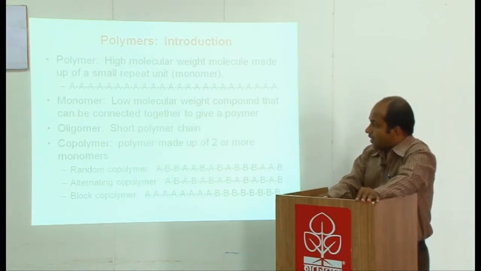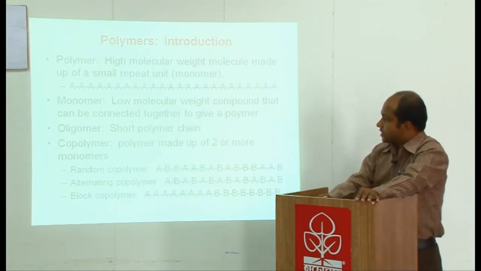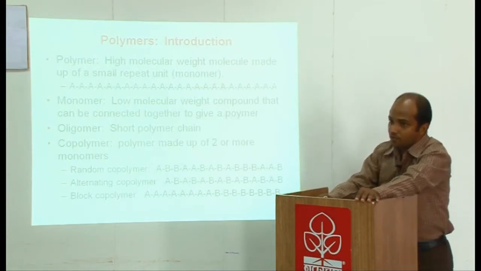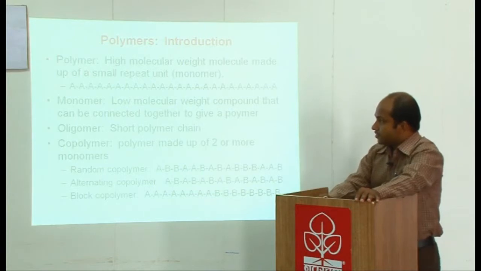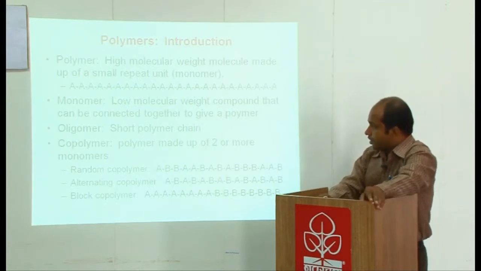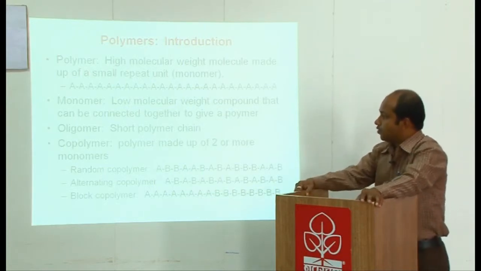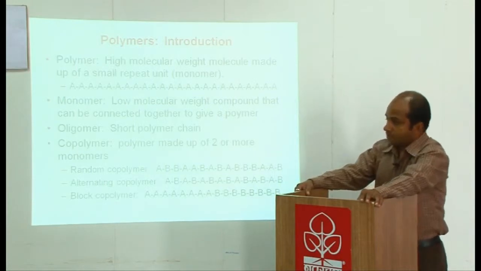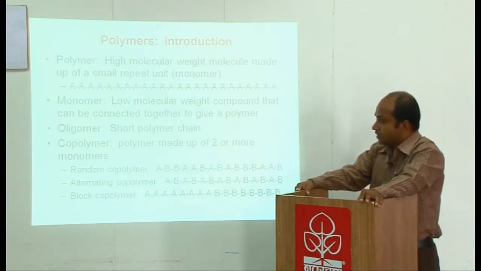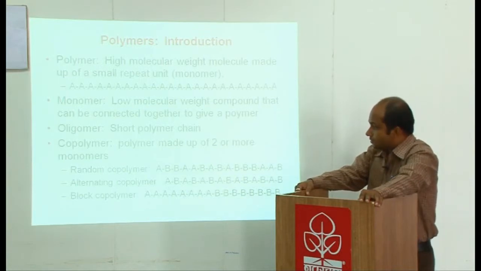Polymers can be made up of the same type of monomers or of different types of monomers. There is a term, copolymer. A copolymer is made up of two or more monomers, and copolymers can be classified into three different types: a random copolymer, an alternating copolymer and a block copolymer.